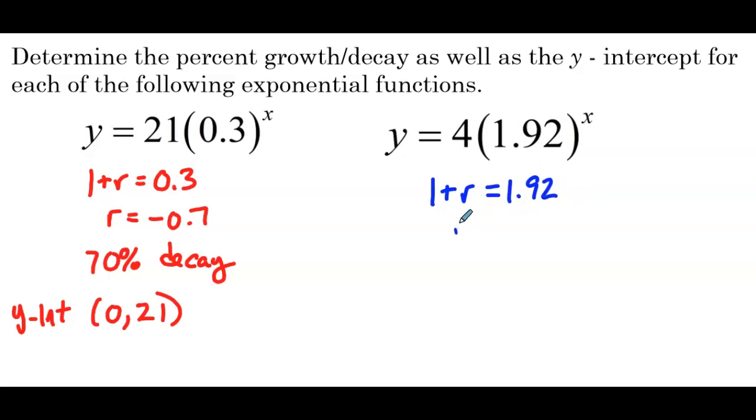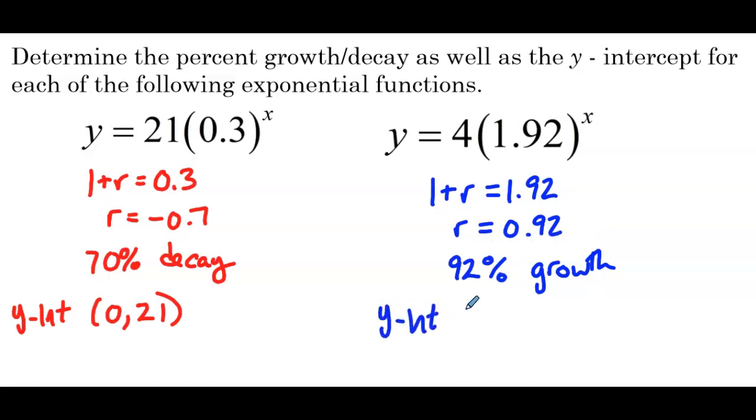So we subtract 1 from both sides, so r equals 0.92. So r is positive, so we have exponential growth. Again, we can see that in the original function. 0.92 as a percentage is 92% growth. And I should have specified this earlier. The way we convert the decimal to a percent is multiply by 100, in case that isn't clear.